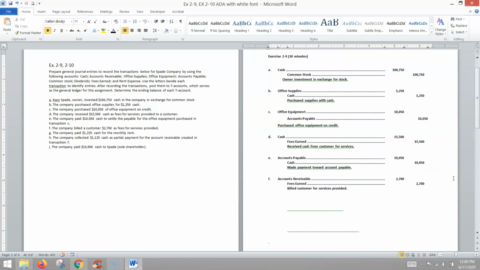On G, the company paid $1,225 cash for the monthly rent. We're going to record rent expense. Expenses are always debits. They decrease equity. So you'll know that we're going to debit rent expense, and we're going to credit cash.